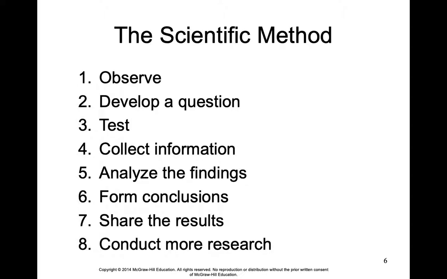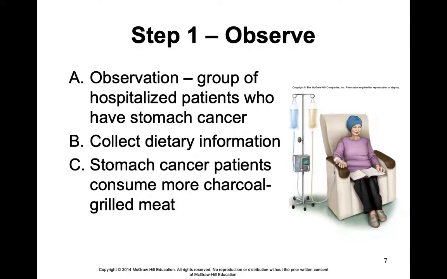There are 8 steps. We'll go through each one of those in a little bit greater detail today. So step 1 is to observe. Usually this happens, for example, in a hospital. Someone on the oncology ward might notice that as they collect dietary information from patients with stomach cancer, those patients tend to consume a lot of charcoal grilled meats. That's kind of an interesting observation. So there's something in the environment that triggers a little bit of a question in the mind of a researcher.